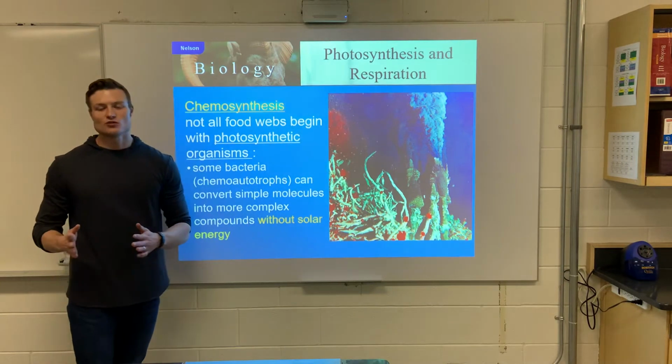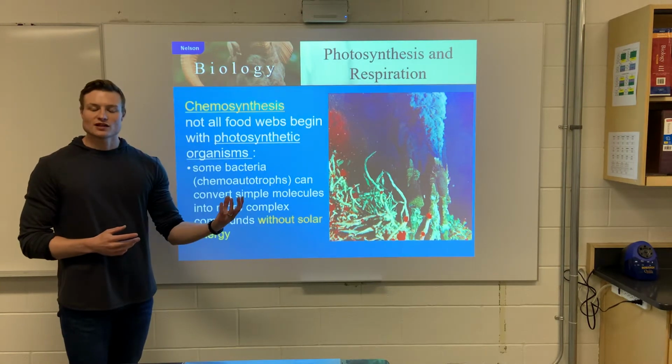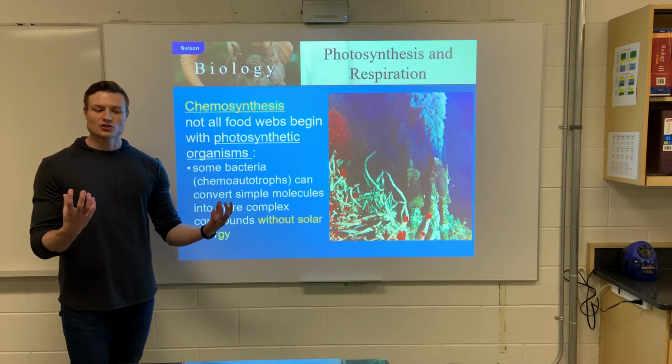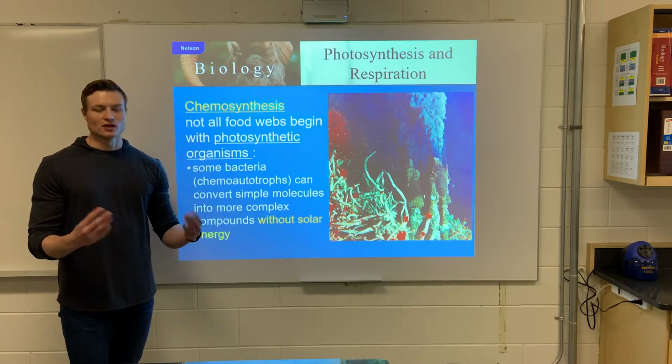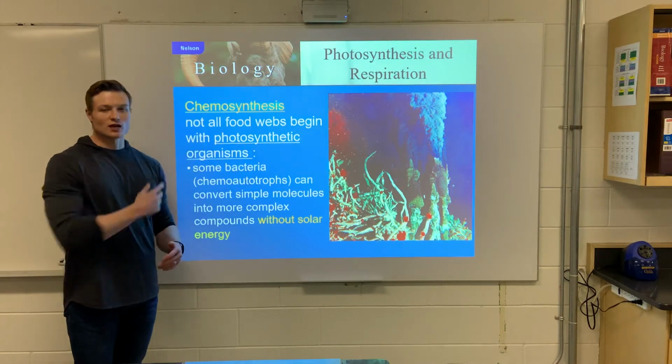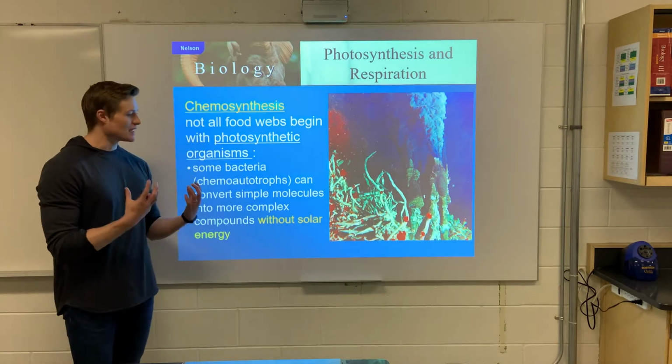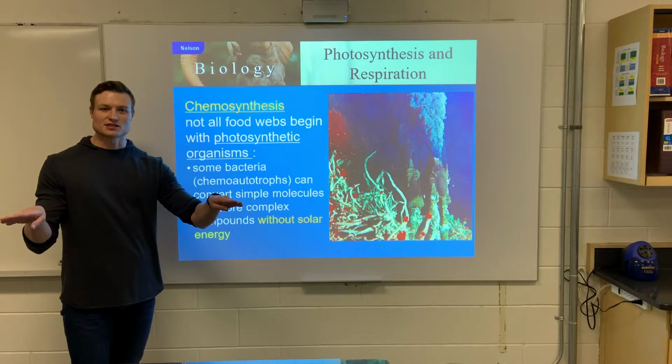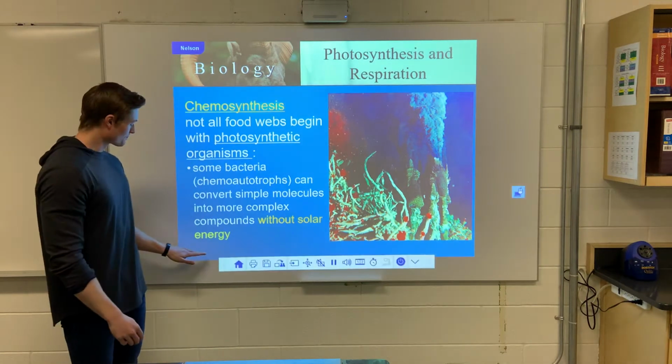So basically you need at least a photosynthetic organism or a chemoautotroph to start your ecosystem. From there, you can branch off based on food chains and food webs on who eats who, but you need that base of an ecosystem to get things going.